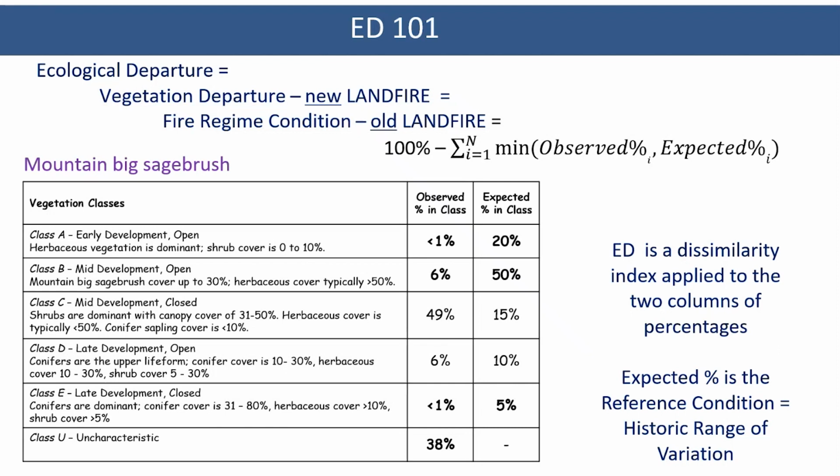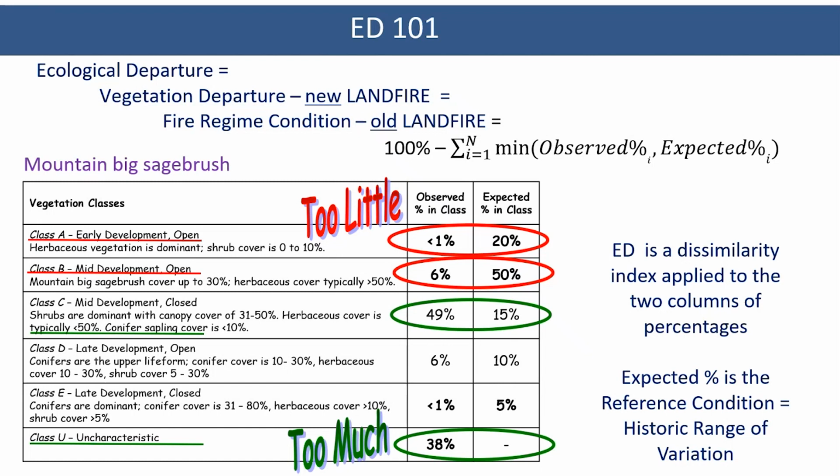It's the same terms. And in this, you have too little. You're supposed to have 20% and 50% of these 2 classes, and you only have 1 and 6% according to your remote sensing. So you have too little of those classes, and you have too much of the stuff that's in green, especially this. So as a manager, you want to move the green stuff to the red stuff. That's your job as a manager, and you have a limited budget. The dissimilarity is the difference between these 2 columns of numbers. That is ecological departure. In this formula, there's no measure of variance. It's just one measure that's not spatial.